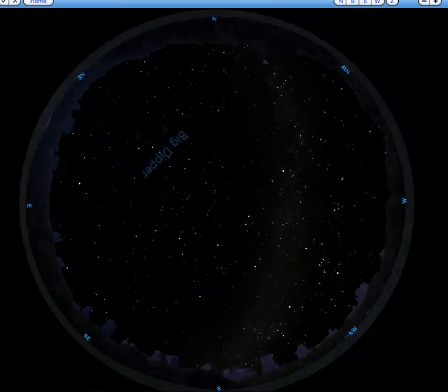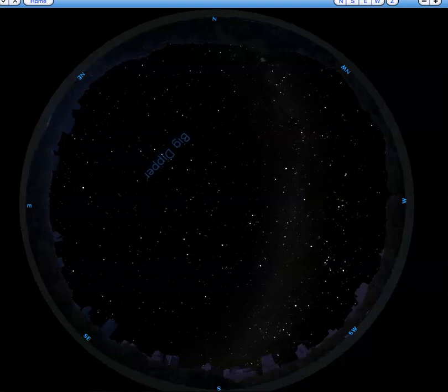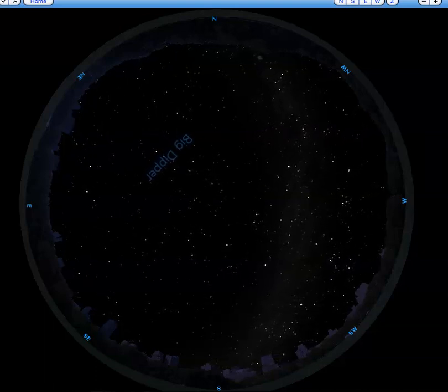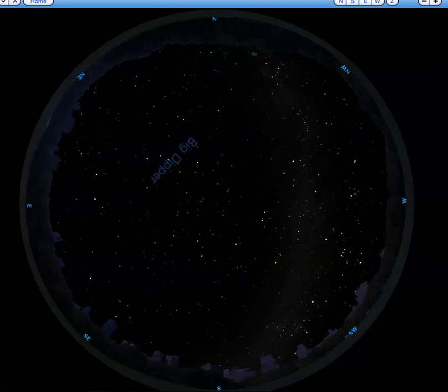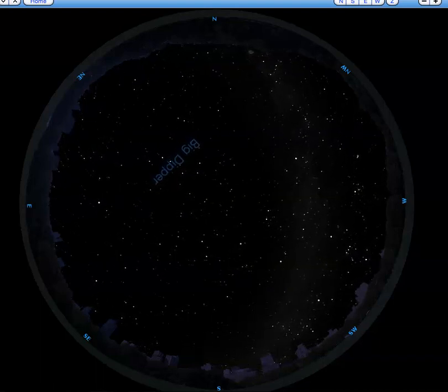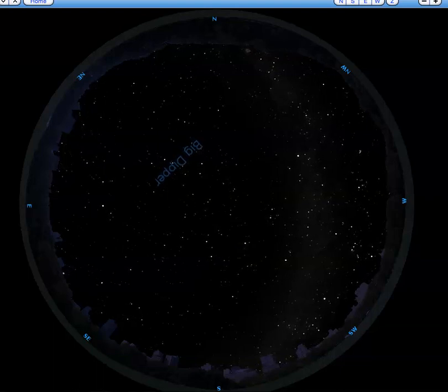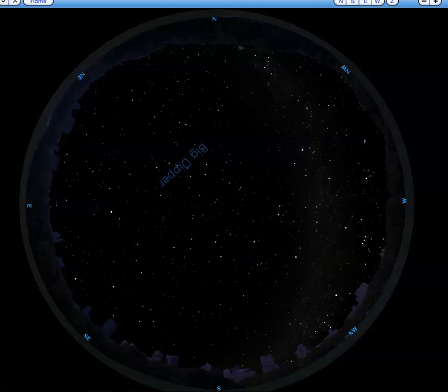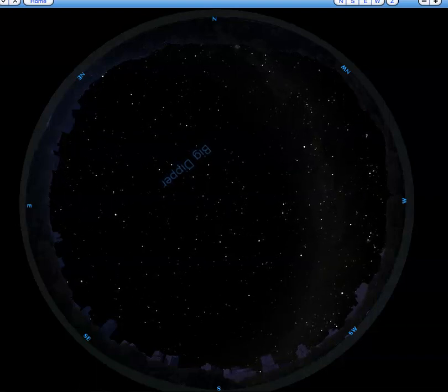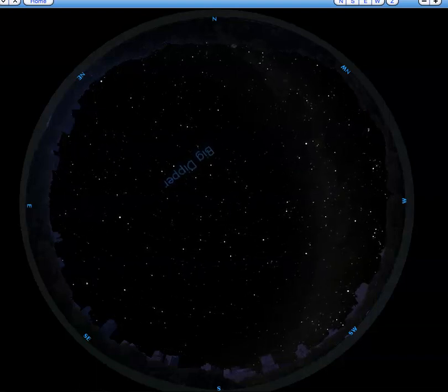From our view on Earth, the Big Dipper never appears to set. It simply pinwheels around the sky. And because of this, we say that this asterism is circumpolar. It appears to move around the star Polaris. Let me show you Polaris. It's easy to find once you have found the Big Dipper.